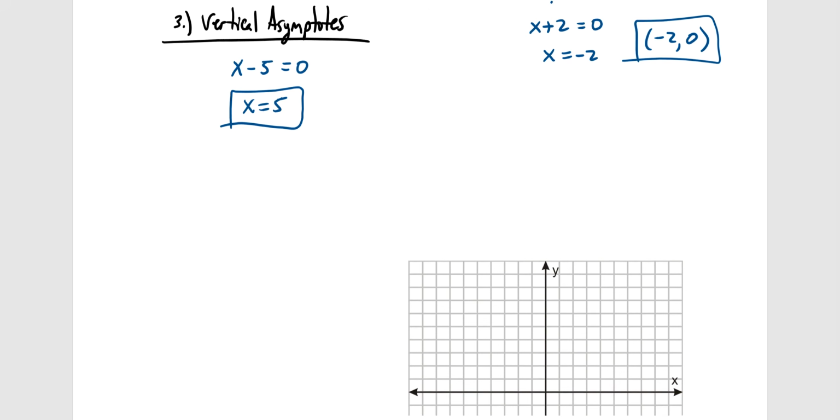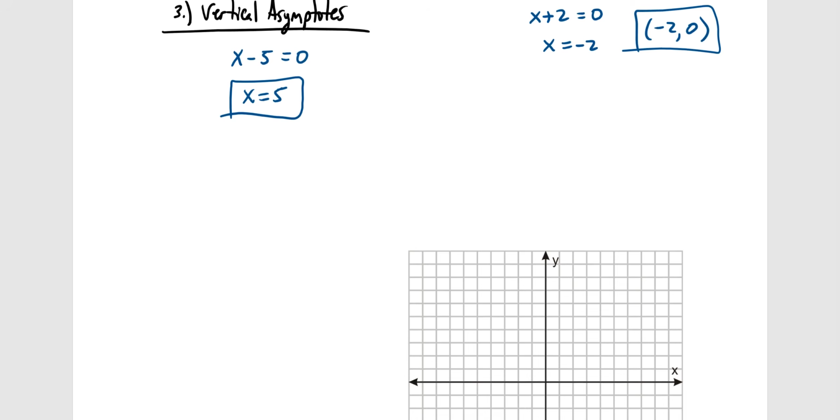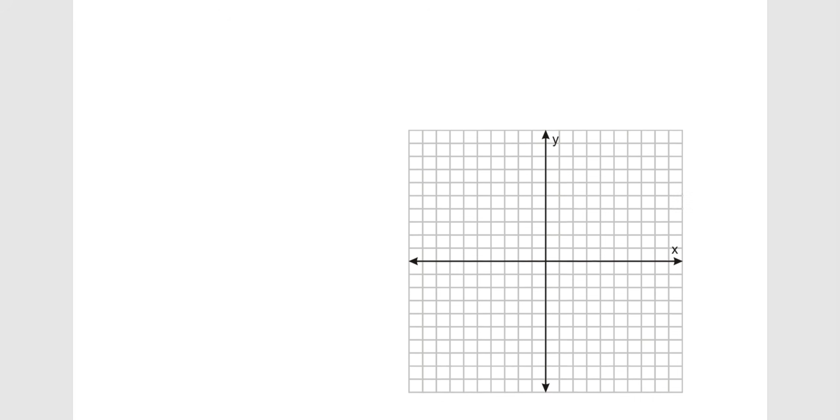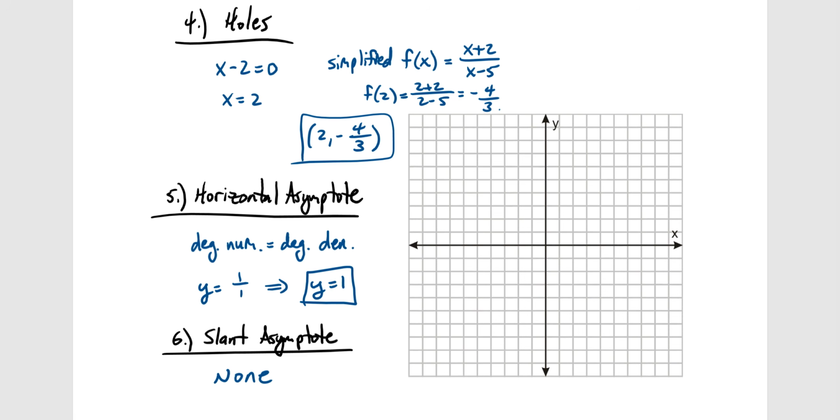Okay, so next I'll just fill in the holes and the horizontal asymptote slash slant asymptote. So we have a hole at x equals 2, which gives us the coordinate 2, negative 4/3. Horizontal asymptote at y equals 1, which is the ratio of their leading coefficients because the degrees were equal. And there's no slant asymptote. So let's graph what we have here.